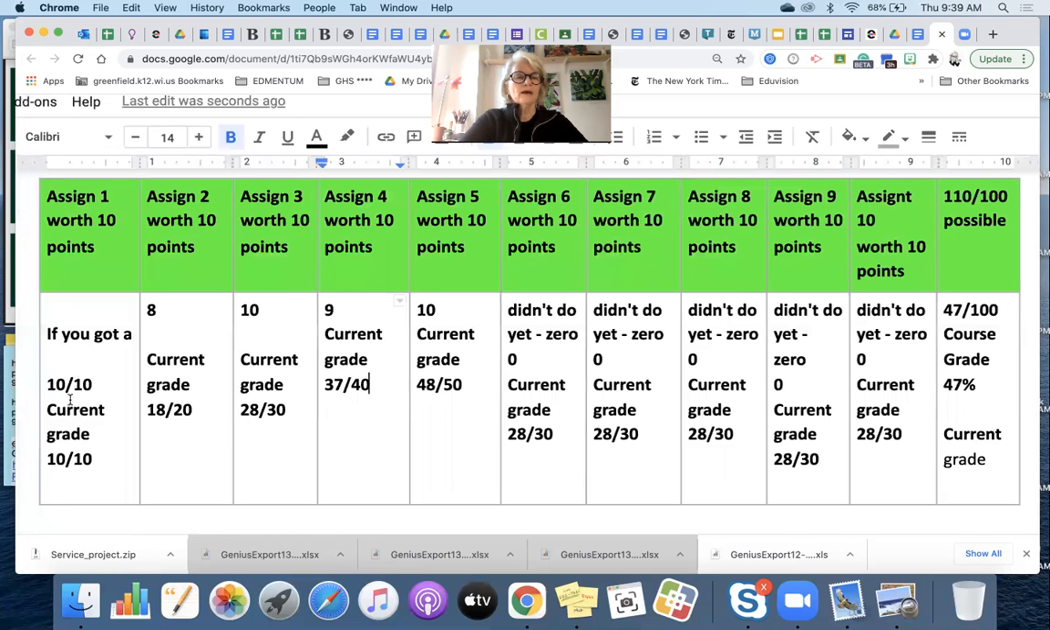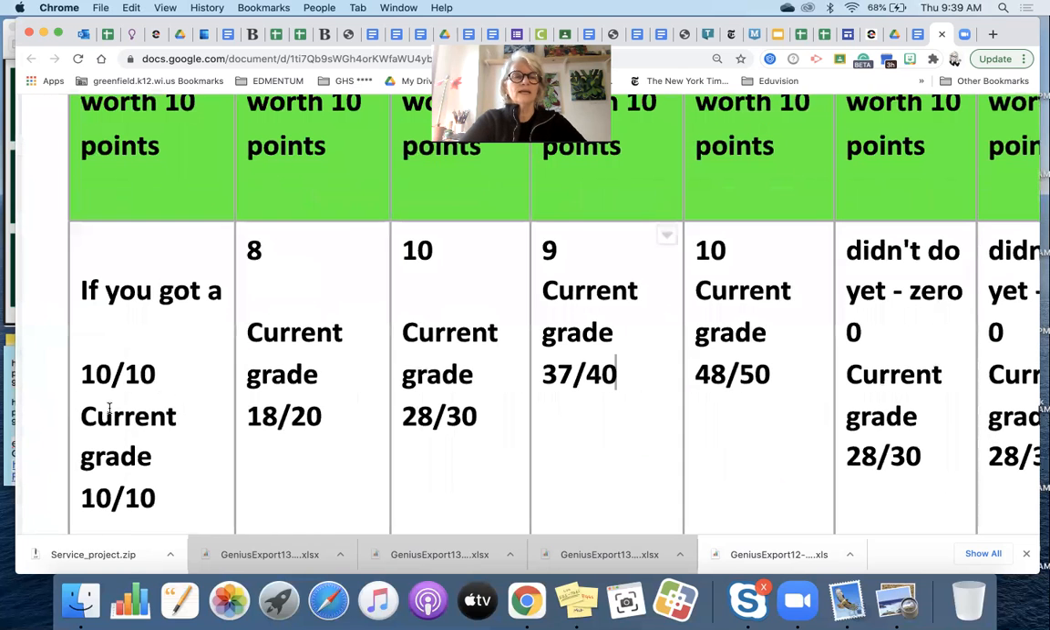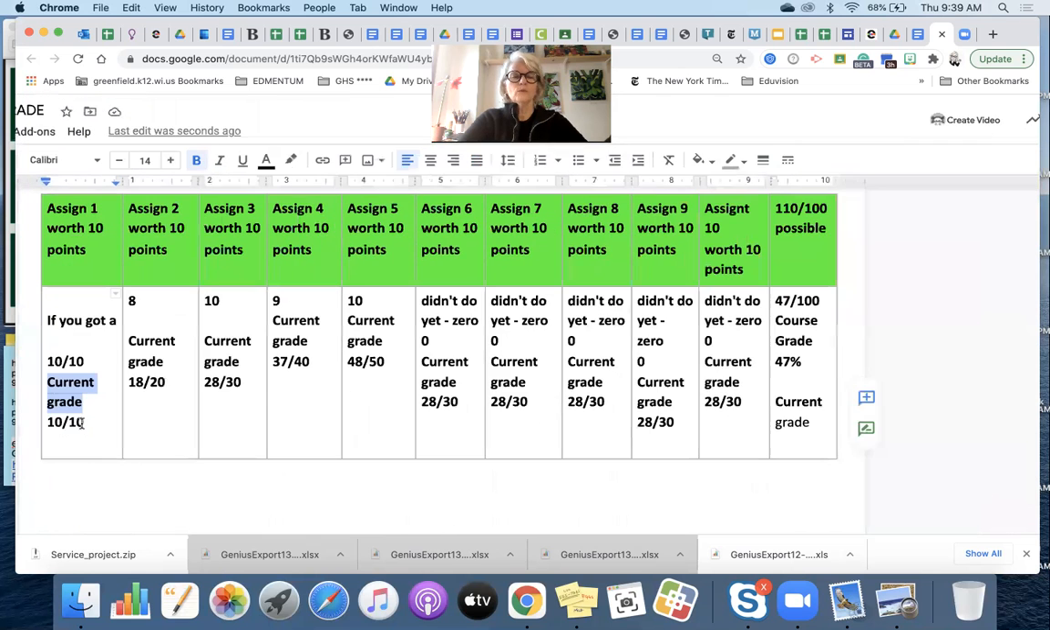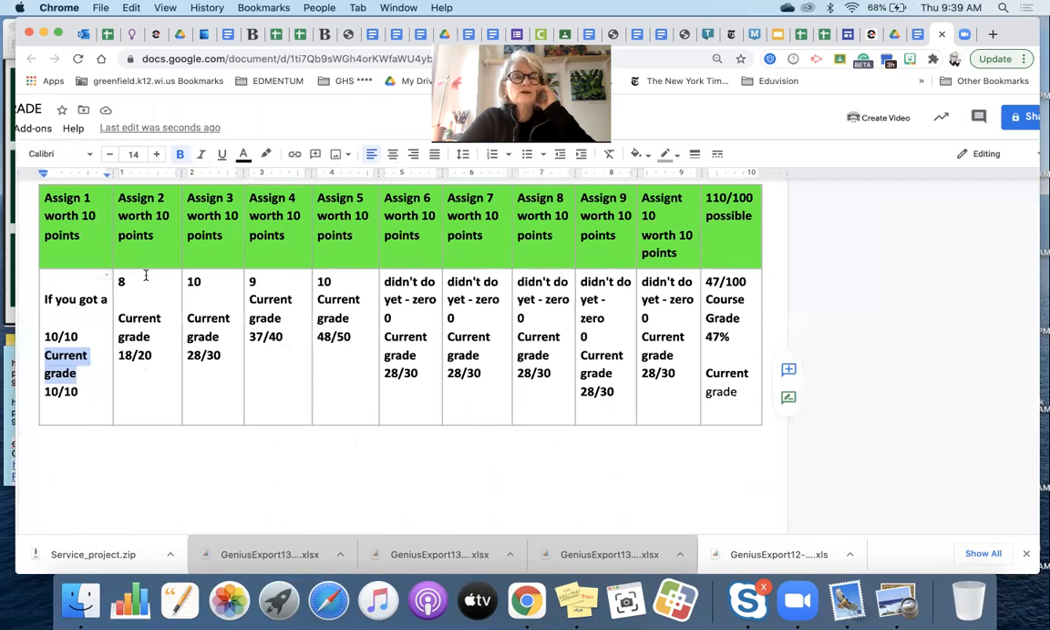If you got a 10 out of 10 on this first one over here, believe it or not, your current grade is a 10, right? That's what you'd think it was. But your course grade would not be a 10 out of 10 because all these other things would be zeros. Does that make sense? I know it's different than we've done it at the high school or in Greenfield. So let's look at this.